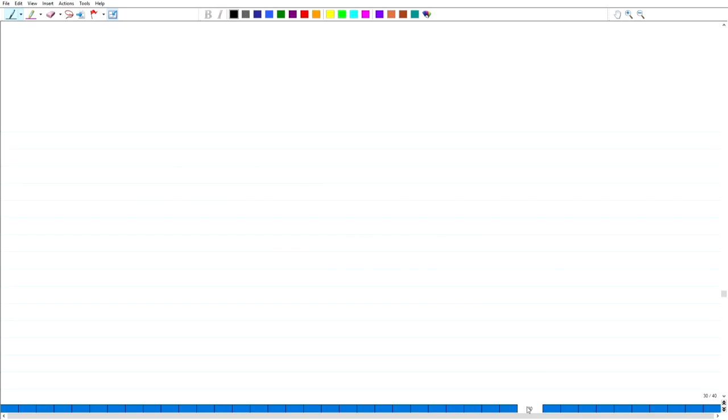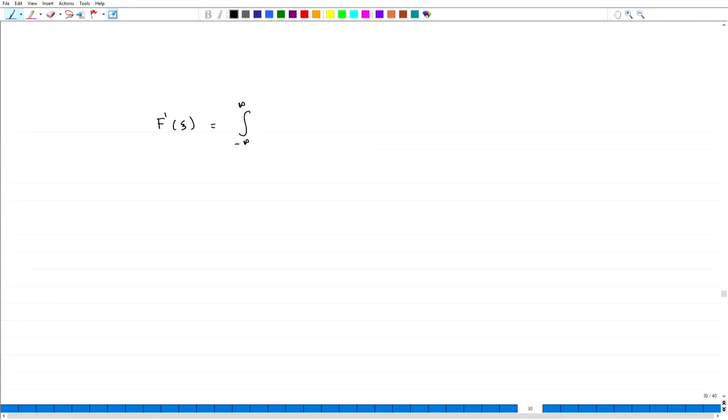Now, if we calculate f hat prime of xi, this is the integral from minus infinity to infinity. If I push the mod inside, then this is dominated independent of xi, because the mod of f of x is e to the power minus pi x square, and that is integrable. I can take the derivative inside, and then what I will get is f of x times d by d xi of e to the power minus 2 pi i xi x, dx. This is equal to the integral from minus infinity to infinity of f of x times minus 2 pi i x, times e to the power minus 2 pi i xi x dx.